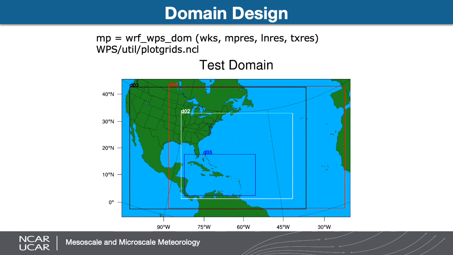As you can see from this plot, this domain design is quite terrible because there are domains on top of domains. And this will give you a really easy red flag that you need to rethink your design before you get too far, even running WPS, even running GeoGrid, for example, in WPS and Real and WRF, before your model would blow up on you.